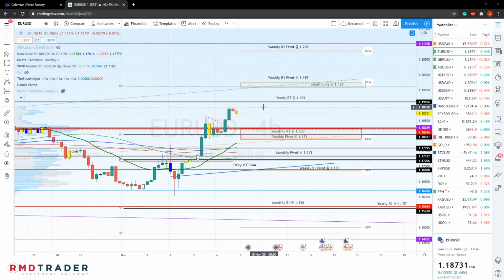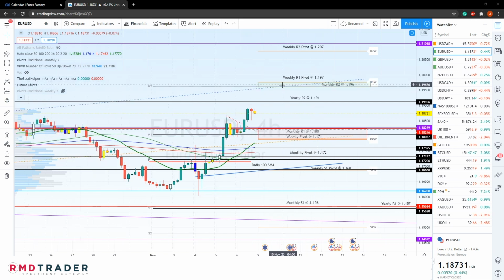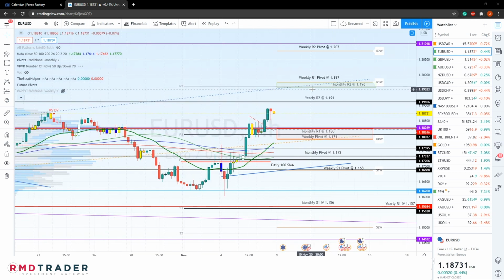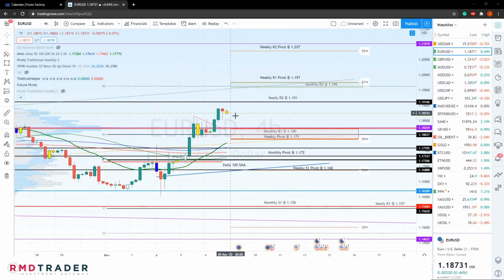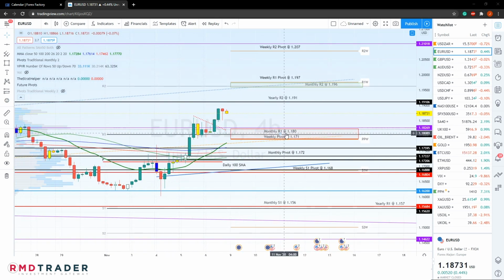This would mean that there is definitely still some scope a bit higher. As you can see, the immediate area of overhead resistance would be at the yearly R2 at 1.191. And then, of course, the area of major resistance would be in the area between 1.196 and 1.197. That's the area between the weekly R1 pivot and monthly R2 pivot, and also the area of additional confluence from this overhead diagonal.